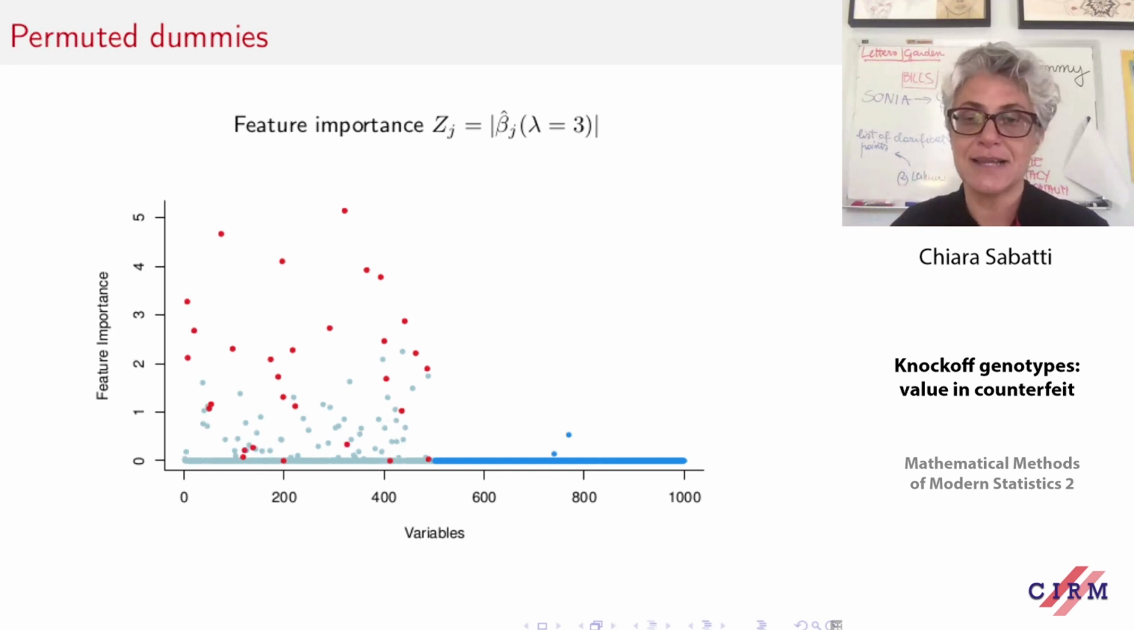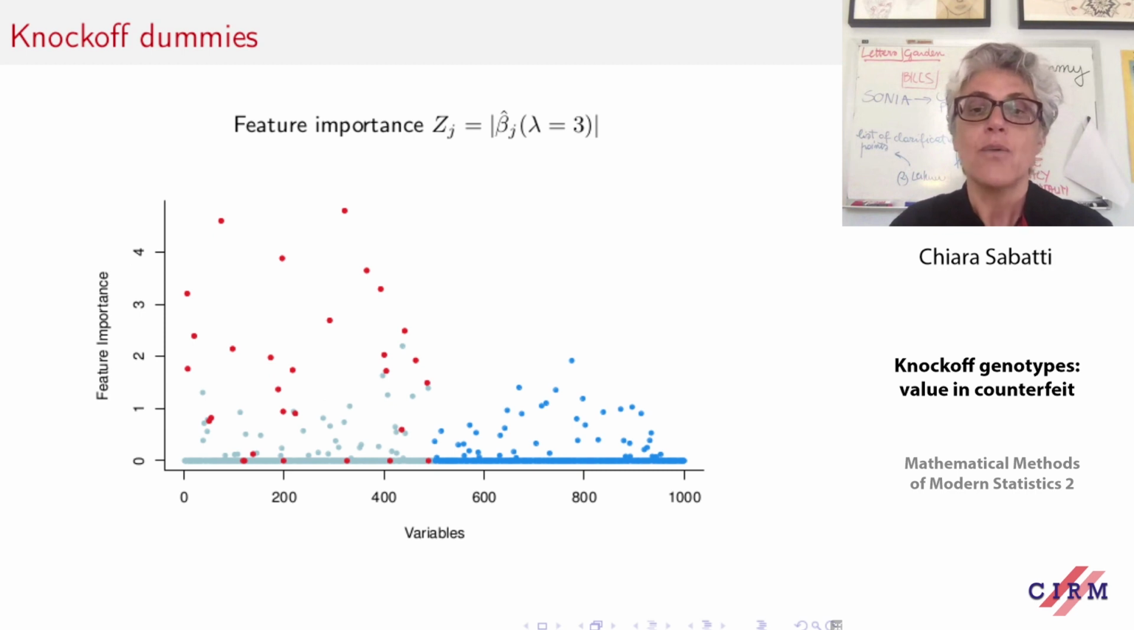Another way of constructing dummy variables that many of you will be familiar with is permutation. So you take your original data and you permute the phenotype. Again, you create variables that are completely null. Again, the lasso recognizes them as completely null, but we get a distribution that is fundamentally different from the original null variables in our data set. What this construction of Knockoff does is to create dummy variables that give us a distribution that's much closer, in fact the same as the null variables in our original data set.